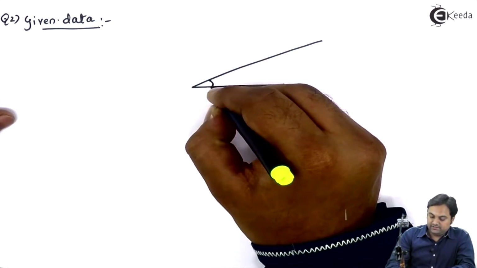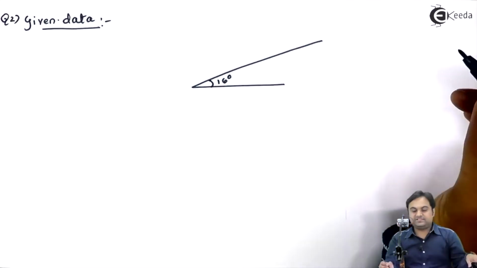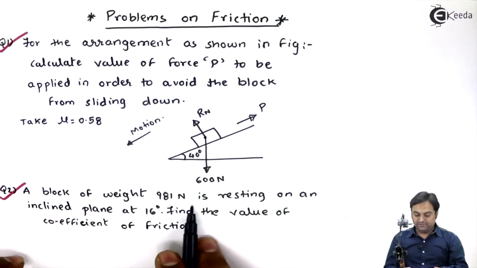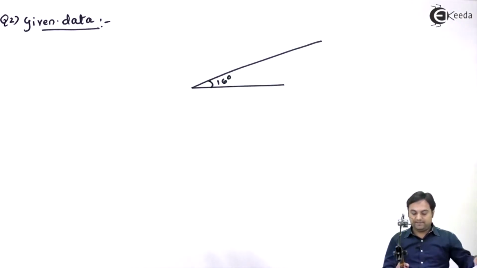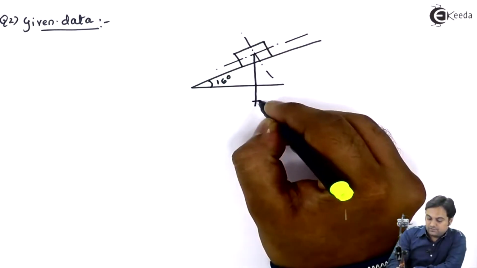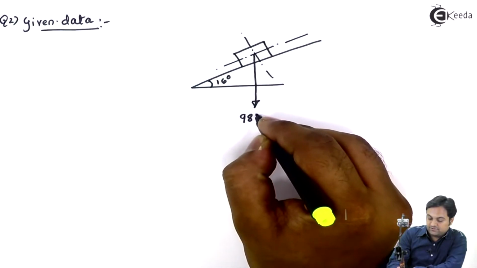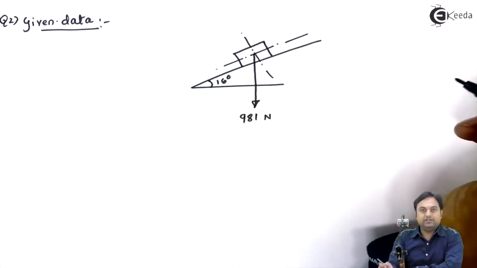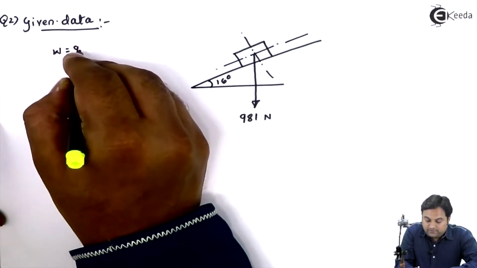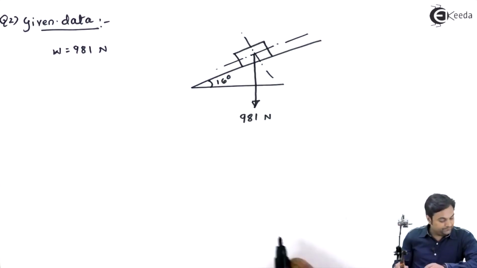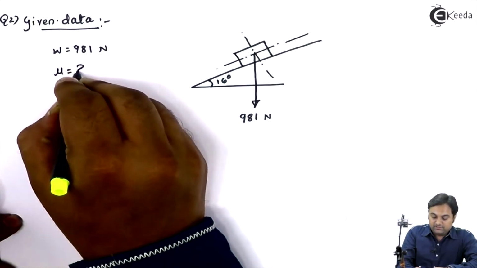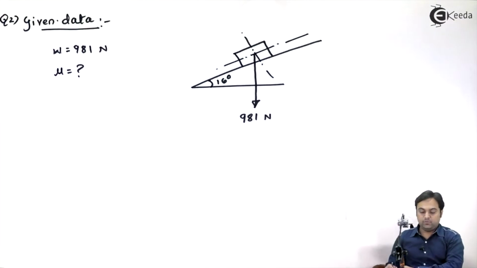Here it is given that there is an inclined plane at 16 degree and a block of weight 981 Newton is resting on this inclined plane. So this 981 Newton, which is the weight of the block, will be acting vertically downwards. So this W value is the value of weight 981 Newton. Next, inclination is given as 16 degree. Here in this question we have to calculate the value of coefficient of friction, which is mu.